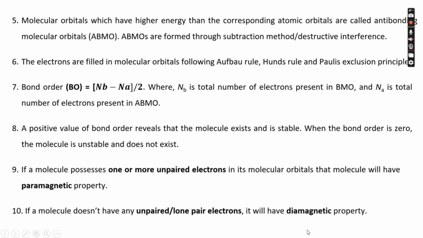It is clear what kind of atomic orbitals are combining and how to calculate bond order and magnetic property using MOT theory. Thank you.